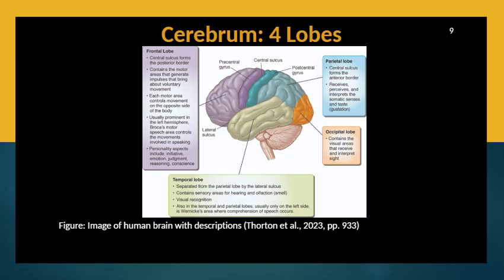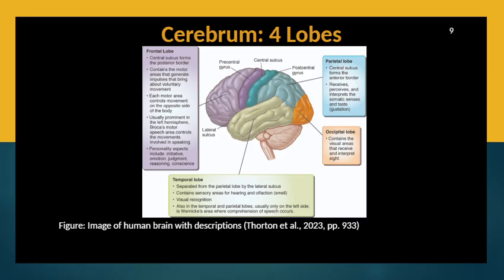The cerebrum and its 4 major lobes. Each lobe has distinct functions, and damage to any one of them produces predictable clinical symptoms. This is essential knowledge for neurologic assessment, especially when caring for patients with stroke, head injuries, or tumors. Let's begin with the frontal lobe, highlighted here at the front of the brain.